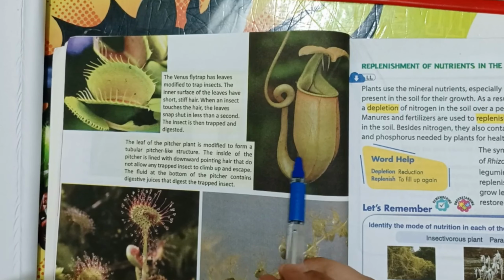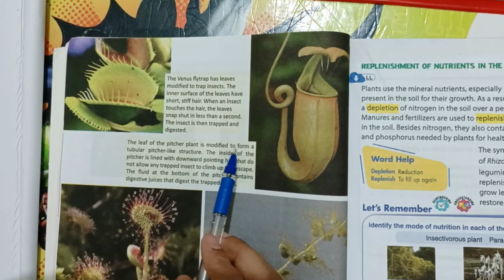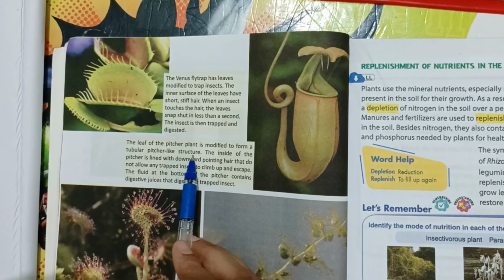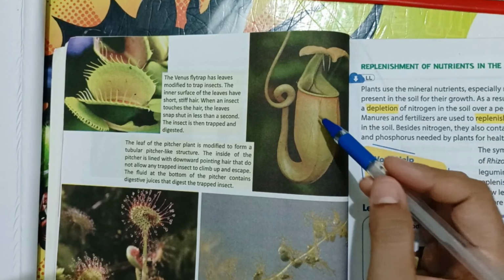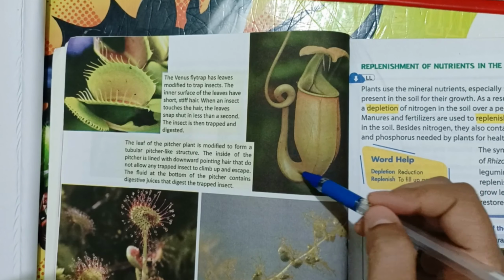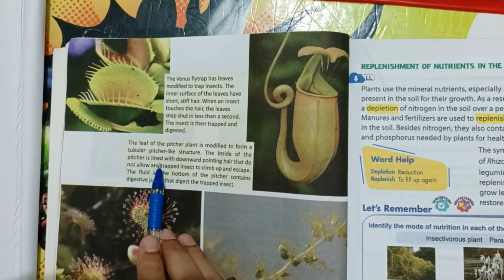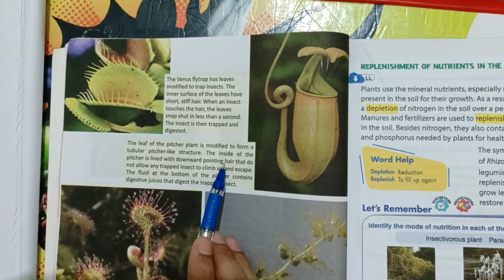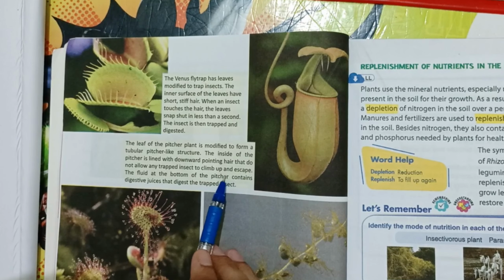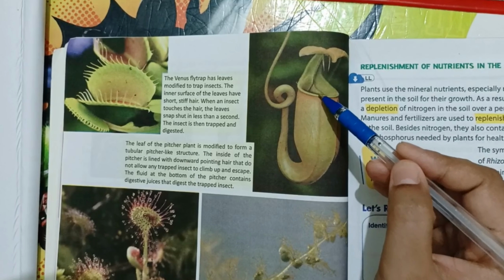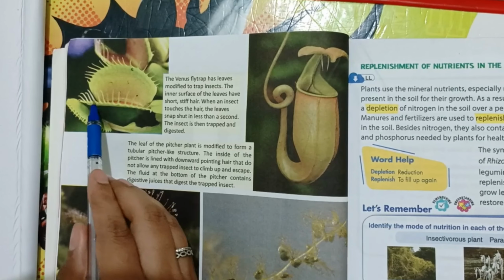This is the pitcher plant, which is looking so beautiful, right? The leaf of the pitcher plant is modified to form a tubular pitcher-like structure. You can see this is a tubular pitcher-like structure. So the leaf is modified into such a beautiful structure to attract the insects. The inside of the pitcher is lined with downward pointing hair that does not allow any trapped insects to climb up and escape. Wow. So inside this pitcher plant, if you observe, you have the hair like in the Venus flytrap, right?